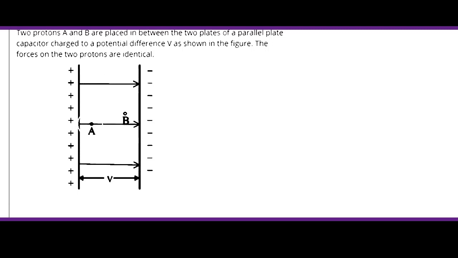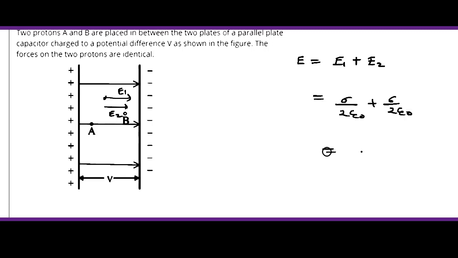We can find the value of the electric field inside the plates. Suppose there is a point, and at this point the electric field due to the positive charge plate will be E1 and due to the negative charge plate it will be E2. So the net electric field E will be E1 plus E2, and E1 is sigma by 2 epsilon naught, plus sigma by 2 epsilon naught, which is equal to sigma by epsilon naught. That means this is the value of E, which is equal and uniform between the plates.